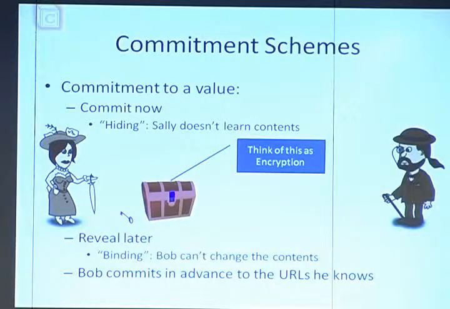And basically, we use commitments for 2 things in this protocol. First, Bob is going to commit in advance to all the URLs he already knows so that he'll later be able to prove that he knew something before Sally gave it to him. And also, he's going to use these commitments as the encrypted coins. So payment is actually a commitment to pay.